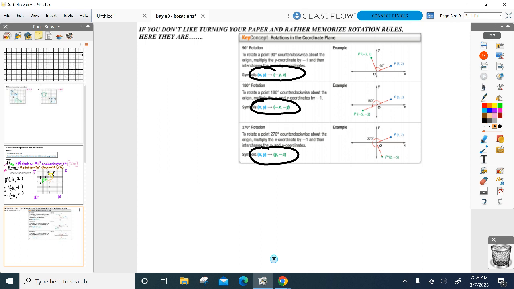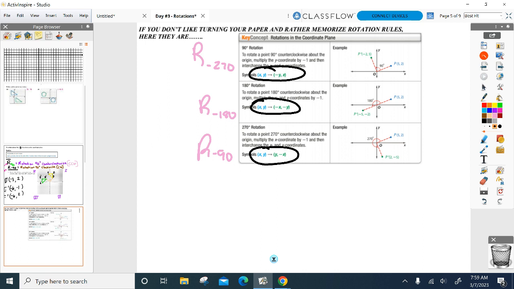Also, while we're here, these are the rules for the positives. What about for the negatives? Well, a rotation of 90, anybody know what that's the same as in the negative direction? If I rotate a quarter turn to the left, that would be how many to the right? 3, which would be what? 270. So that's the rule for negative 270. This is the rule for negative 180. And this is the rule for negative 90 if you're memorizing it.